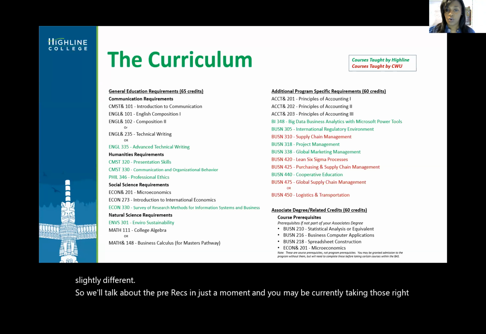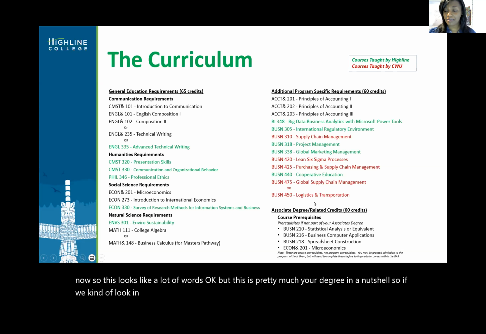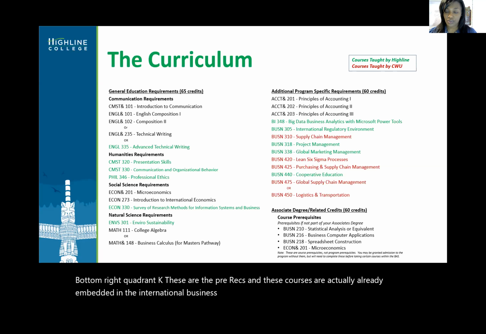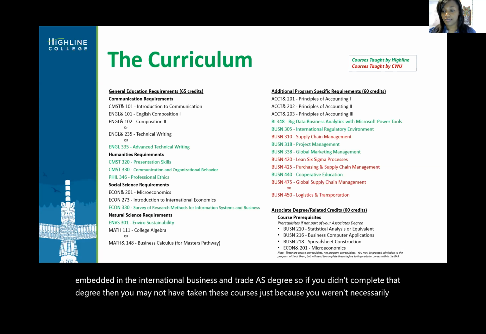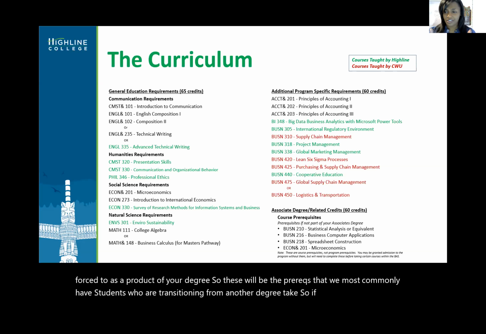So this looks like a lot of words, but this is pretty much your degree in a nutshell. If we look at this bottom right quadrant, these are the prereqs, and these courses are actually already embedded in the International Business and Trade AAS degree. So if you didn't complete that degree, then you may not have taken these courses just because you weren't necessarily forced to as a product of your degree. These will be the prereqs that we most commonly have students who are transitioning from another degree take. So if you're currently taking those, then you're on the right path.